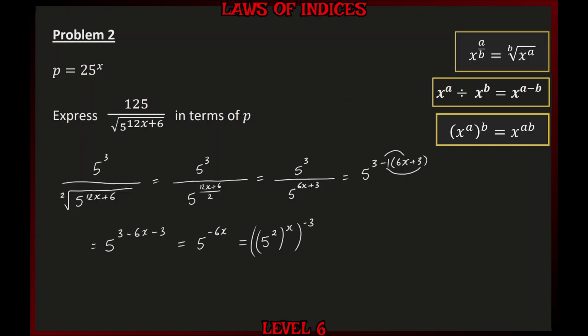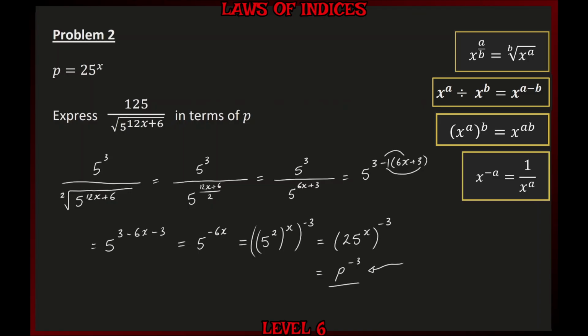Now the reason we want to do this is because 5 squared is 25, and so our bracket becomes 25 to the power of x, which is what we wanted, to the power of minus 3. And since 25 to the power of x is p, this becomes p to the power of minus 3, and that's our final answer. Now, in addition to this, you could rewrite p to the minus 3 using this law, which means it becomes 1 over p to the power of 3. And this is an alternative answer that you could give for this problem, but not one that was necessary here.